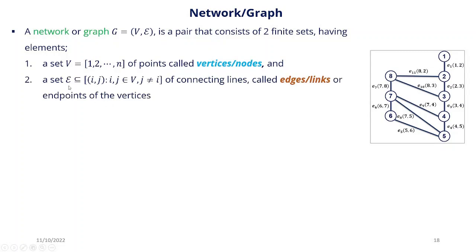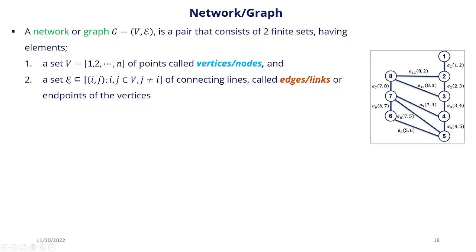And then there is also a set of edges. E can be described as a subset of I and J, such that I and J is in the set of vertices, for all J not equal to I, of connecting lines called edges or links. So if you don't understand set theory very well at the moment, don't be bothered by this mathematical expression. We are going to take a topic on set theory and all of this will become clearer. But let me try to explain it.